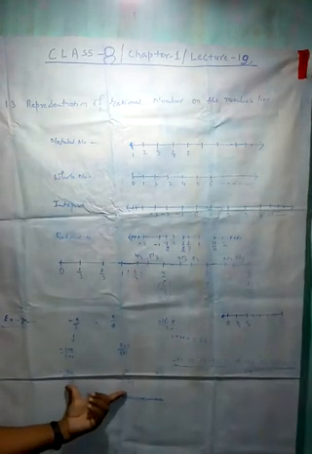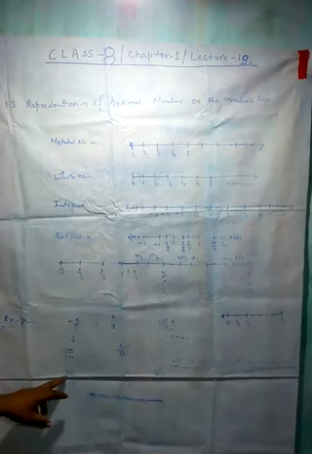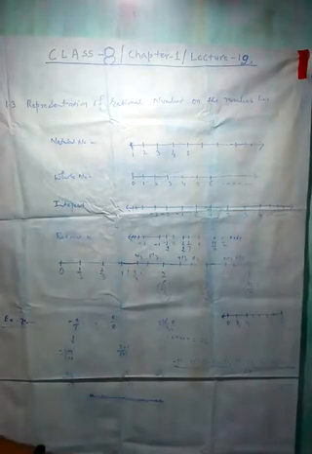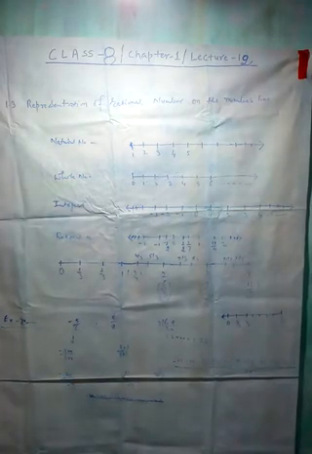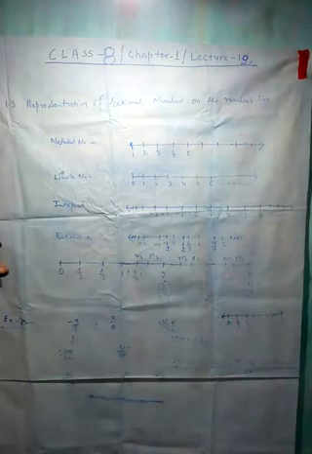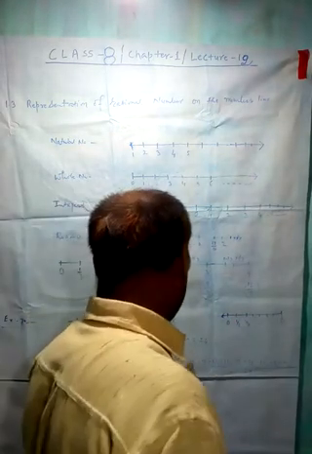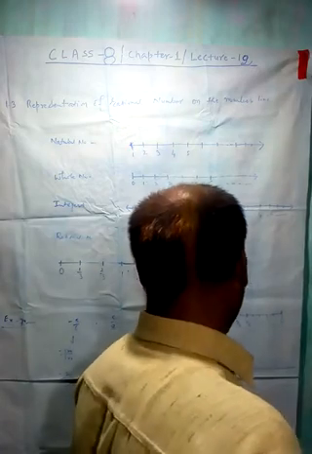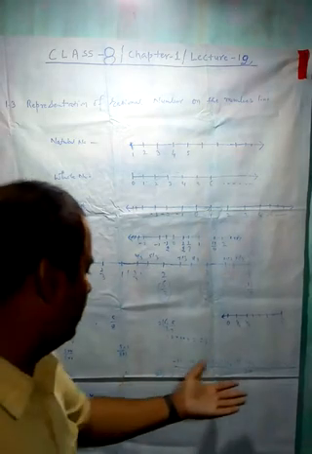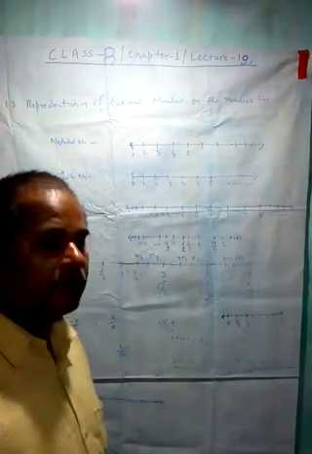So now the denominator is the same, and the numerators will be minus 20 and 15. So from minus 20 by 24 to 15 by 24, you can see on the number line minus 19 by 24, minus 18 by 24, minus 17 by 24, minus 16 by 24, up to 15 by 24. You can have many types of rational numbers here, and you can give the answer as any 10.